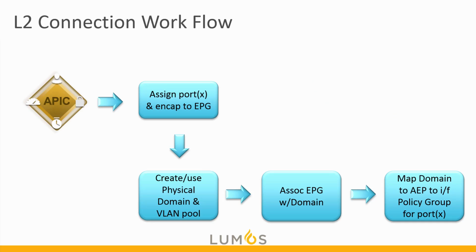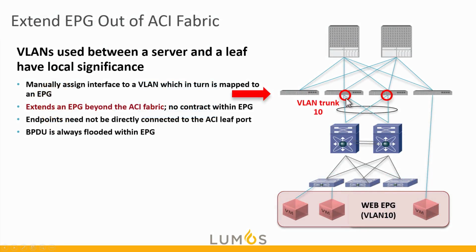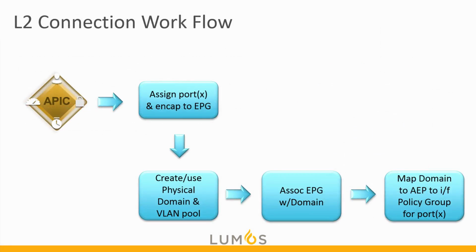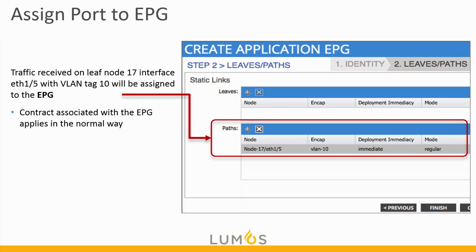So the workflow for this would be from the APIC. We would assign the port and encapsulation to an EPG. We would have to create and use a physical domain as well as a VLAN pool, and it would have to be a static VLAN pool. We're going to associate that EPG with the new physical domain, and we're going to map that physical domain to an AEP, to a particular interface policy group for a particular port on a particular switch. In this case, it would have been two VPC policy groups for leaf 101 and 102, probably a switch profile that encapsulates both.